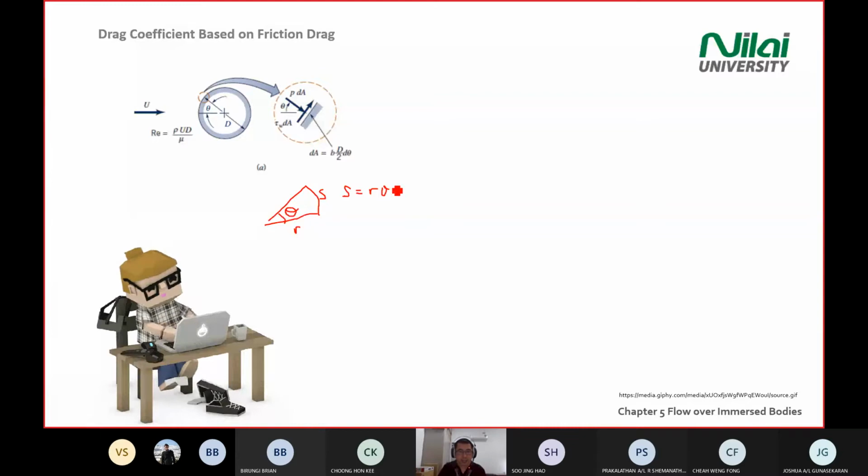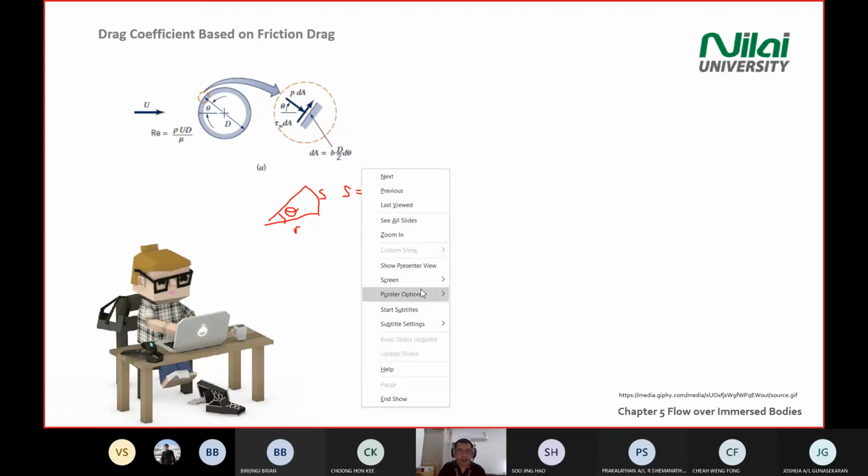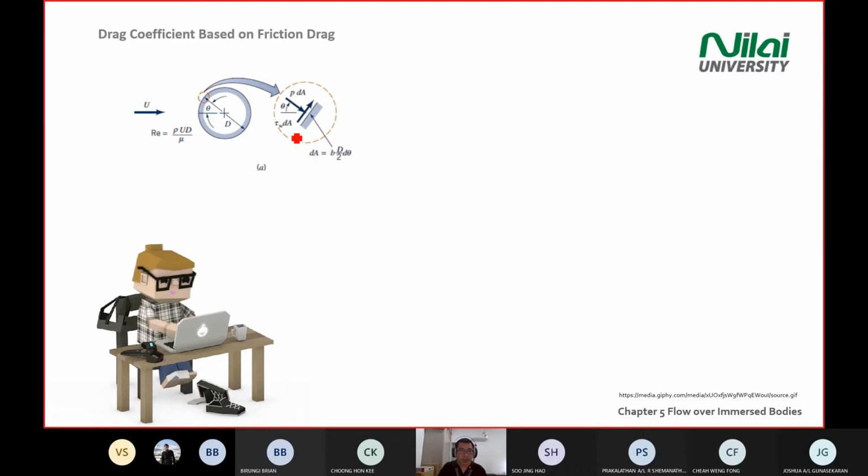You can revisit this concept in advanced mathematics or in calculus. The radius and theta here, theta is in radian. Okay, so these are the concepts.